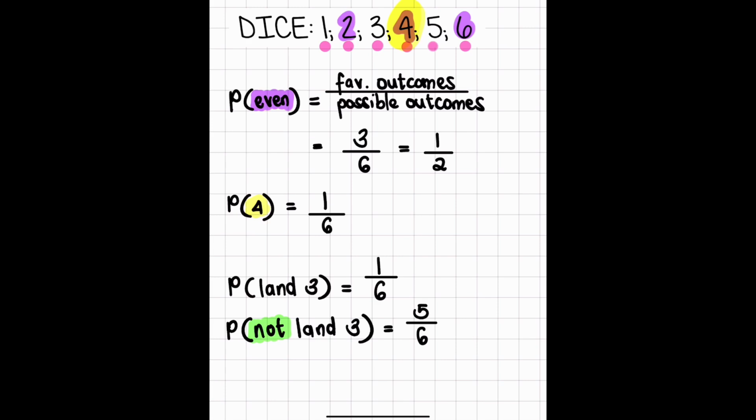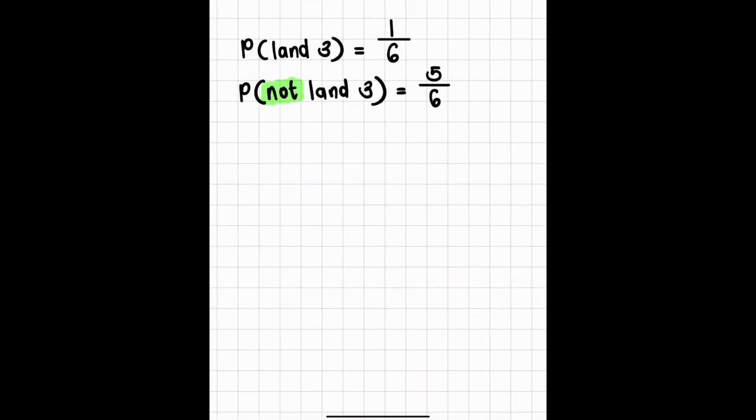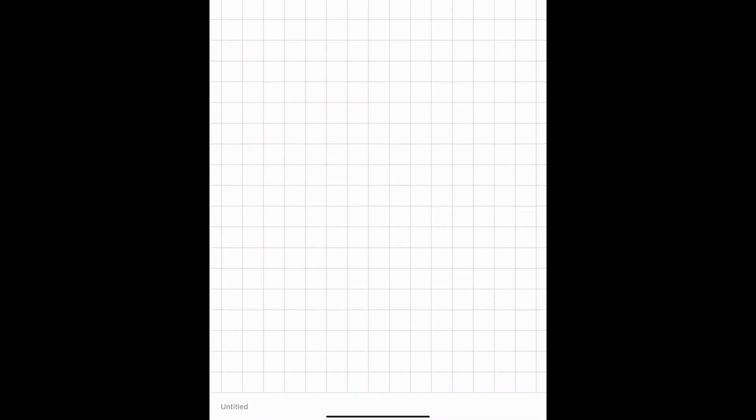Alright, so I have a 1 out of 6 chance of it landing on a 3, and I have a 5 out of 6 chance of it not landing on a 3. So if I were to look at that, there could be another way that I could write this. Alright, so this is bringing us to the notation. So the probability of the dice landing on a 3 versus the probability of it not landing on a 3.